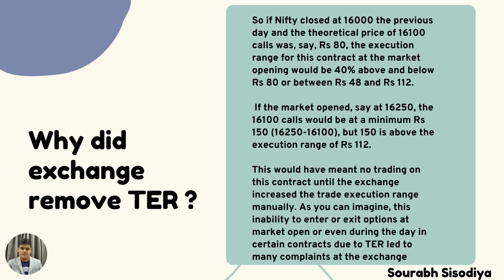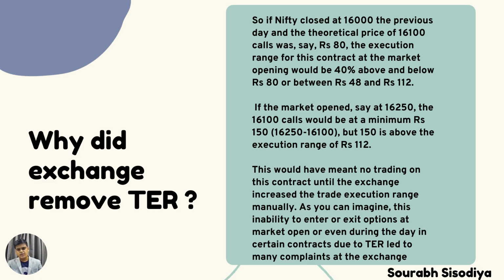So why did the exchange actually remove this trade execution range? It is due to no price discovery happening. For example, suppose the market opened at 16,250, the 16,100 call would be at a minimum of rupees 150, right? If it was at 80 the earlier day. But due to the execution range, you can see here it can execute only till 112. This means that no trading would happen, right? Because till the time the execution range is manually opened by NSE, no trades would go through.